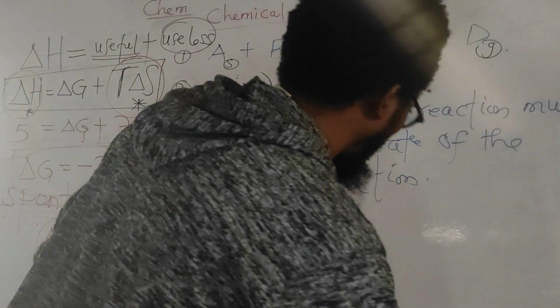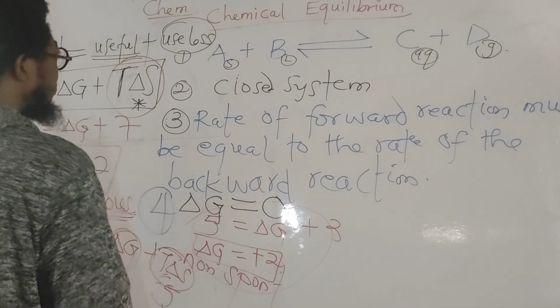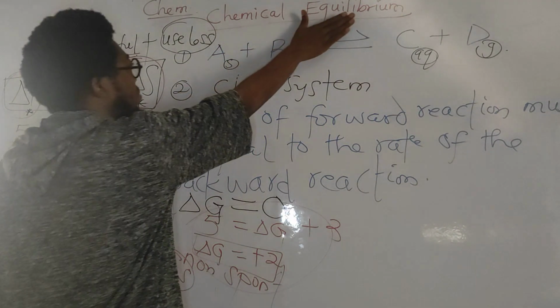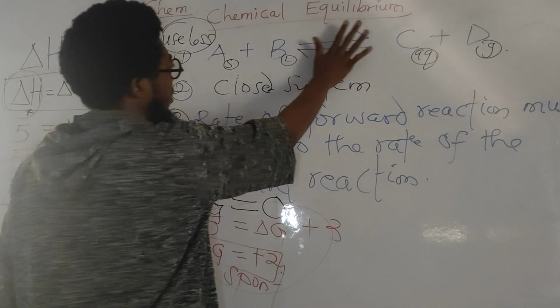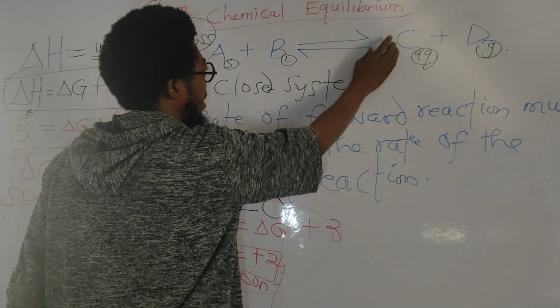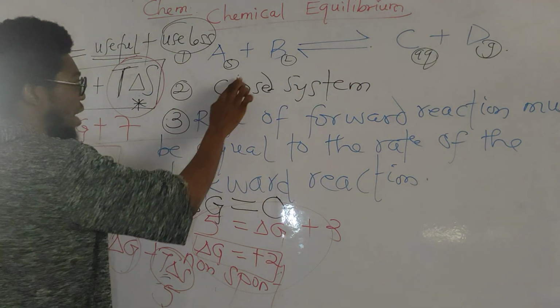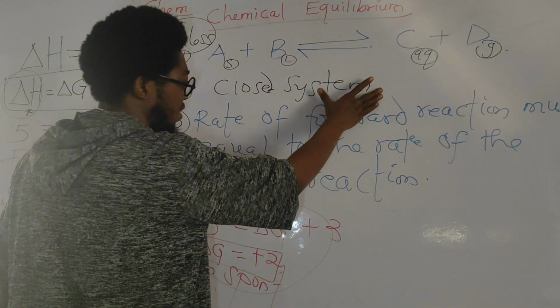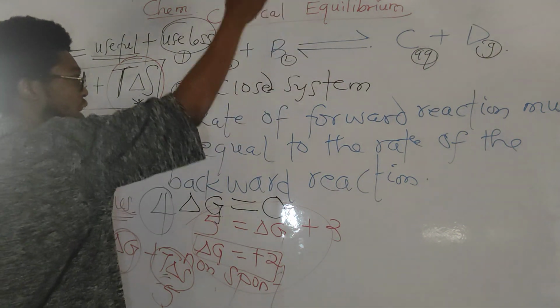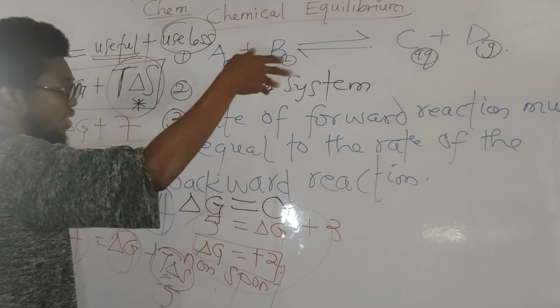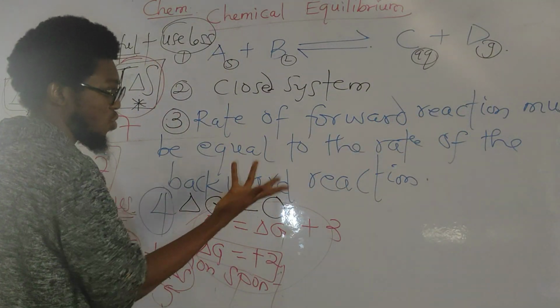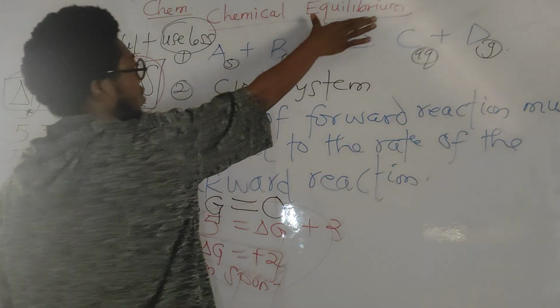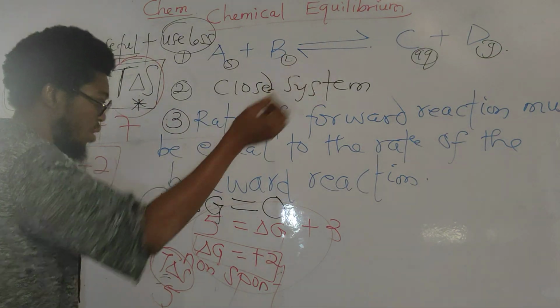Now, we can see what we have discussed. For chemical equilibrium to occur, there are certain conditions. Number 1, the reaction must be a reversible reaction. Number 2, the reaction must occur in a closed system. We know why now, so that the gaseous product or reactant will not escape. The rate of forward reaction must be equal to the rate of backward reaction. This makes a lot of sense because that is when you can think about equilibrium.